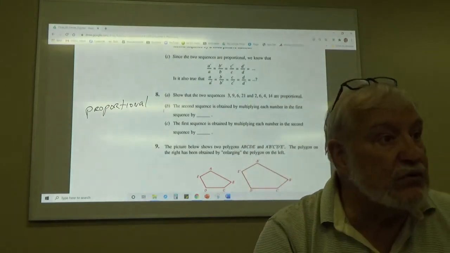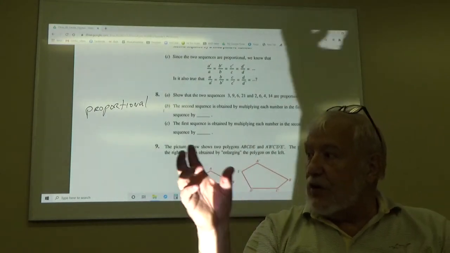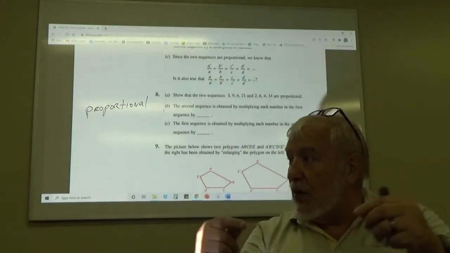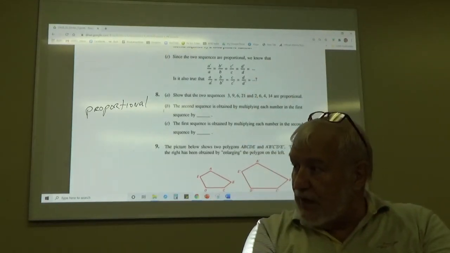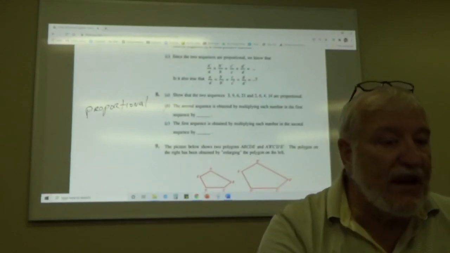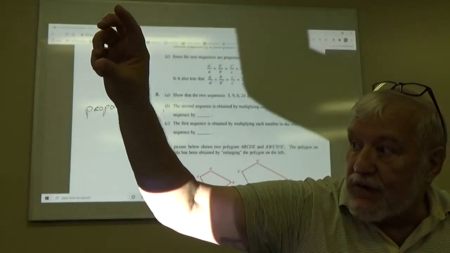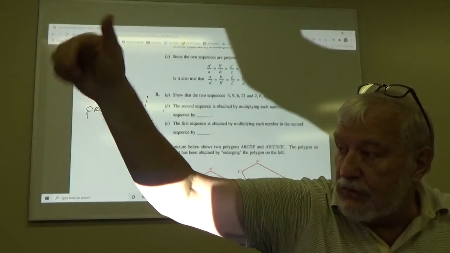Because it doesn't matter which one you pick. All that does is talk about the dilation, whether you're going smaller or larger. But if they're proportional and if they're similar figures, then all those proportions have to be the same, either the fraction or the reciprocal of the fraction.